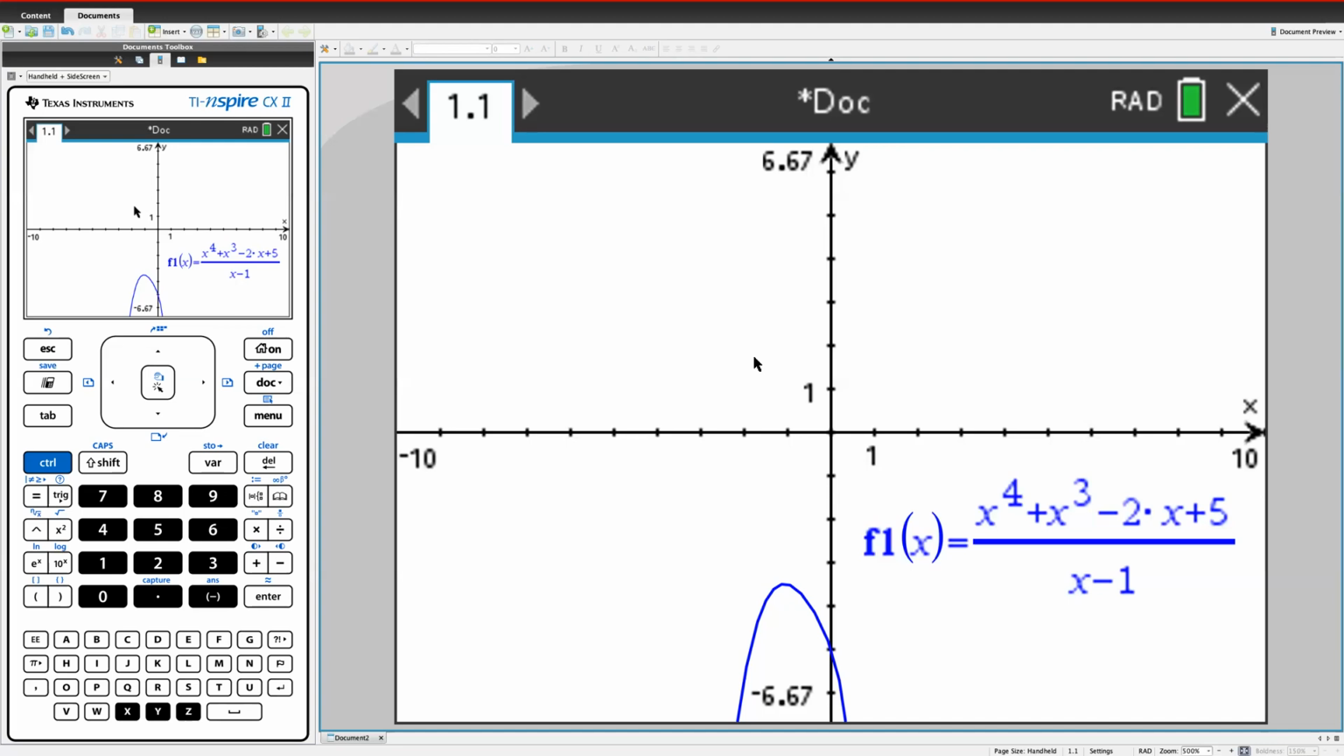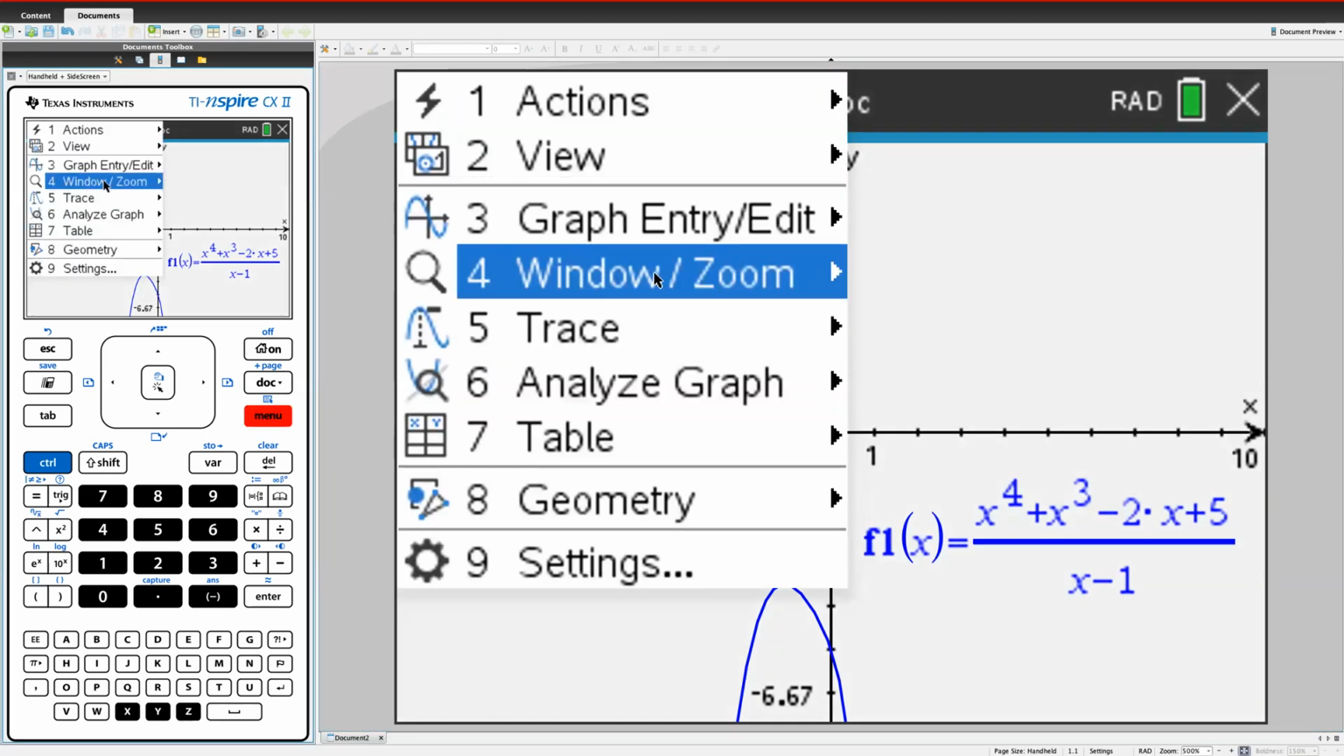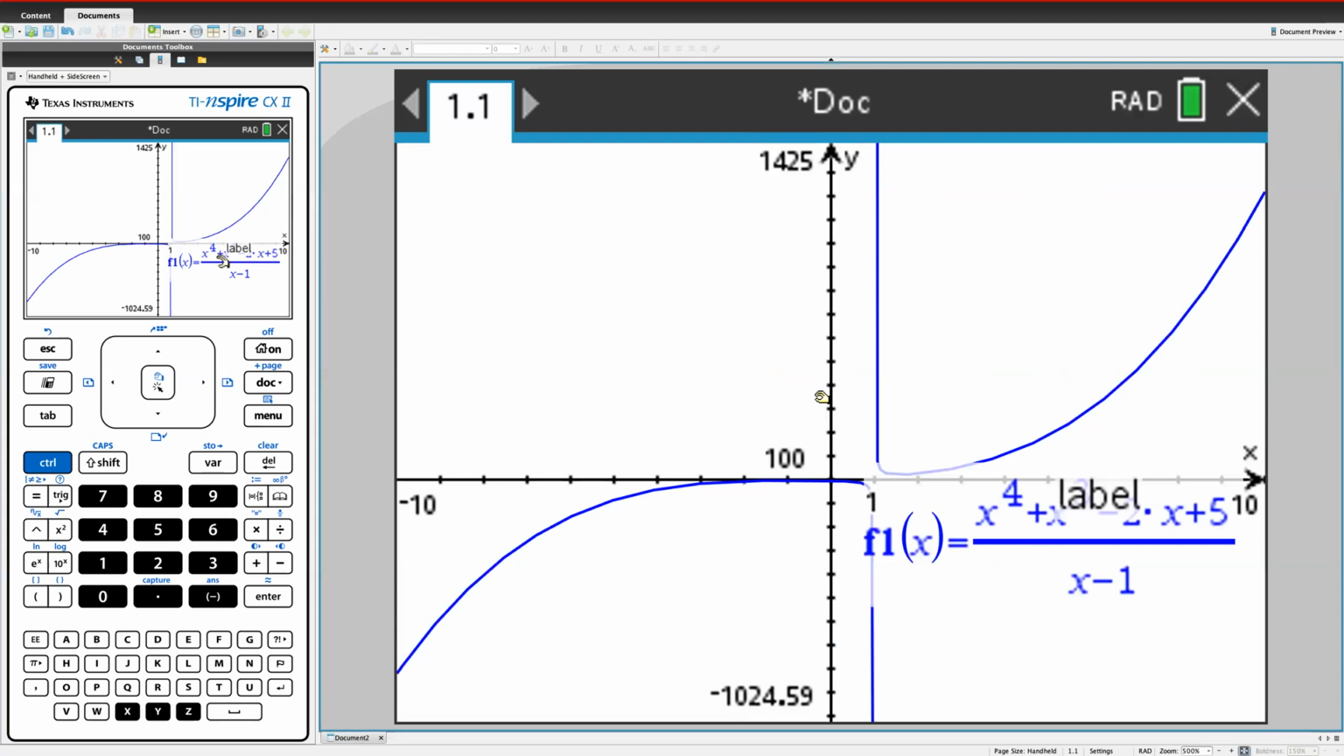I'm going to do a zoom fit. Go to menu, window/zoom, and choose fit. What fit does, you can tell looking at the arrows, is it doesn't change your x's at all. Your x's will stay the same, but it'll change your y values so that you get to see the majority of the graph within those x values. So hit zoom fit. Can I see your graph? There it is.